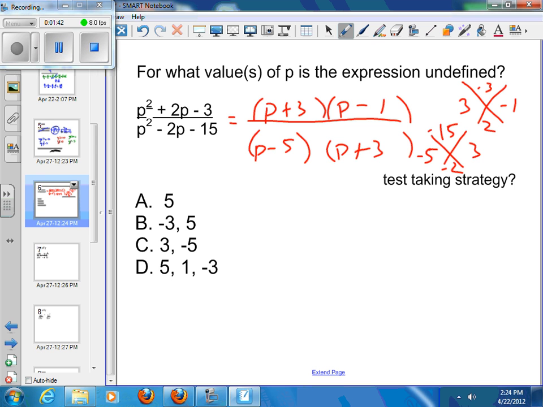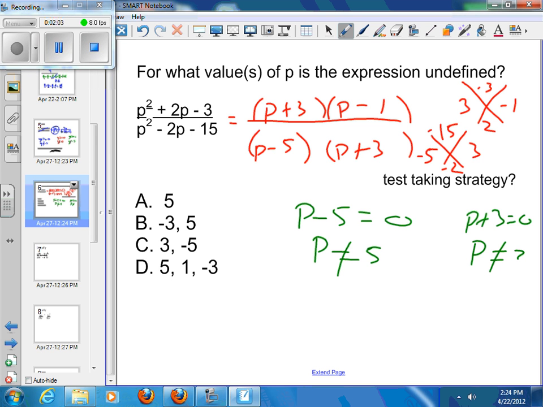From there, it says for what values of p is the expression undefined. So then you're going to set each factor in the denominator equal to 0. So p minus 5 equals 0, so p cannot be equal to 5, and p plus 3 equals 0, so p cannot be equal to negative 3. Then you go back over here and you look for that. So we want negative 3 and a positive 5, so the answer would be B.